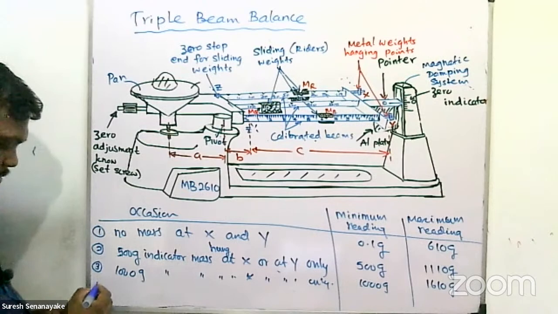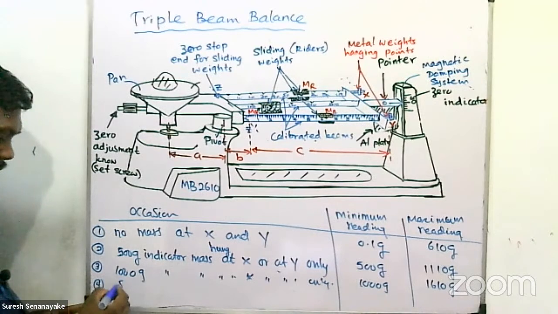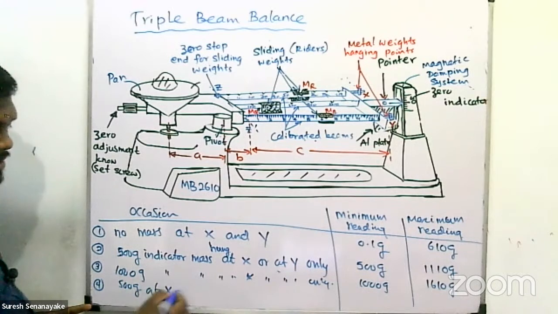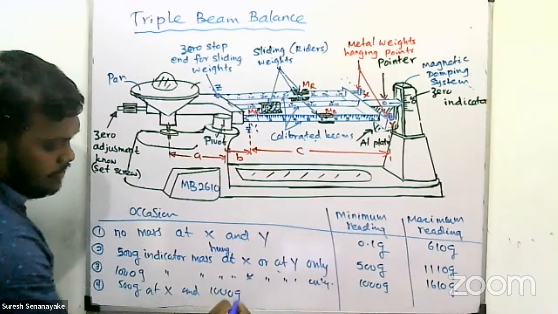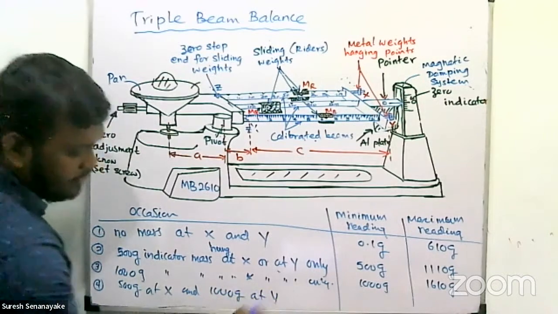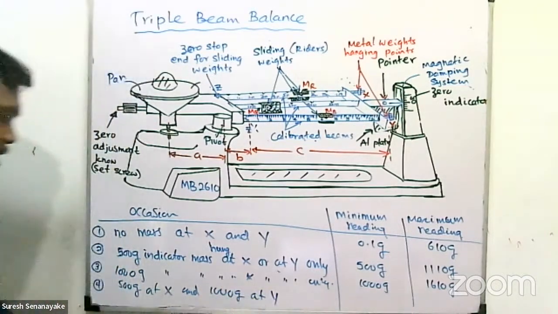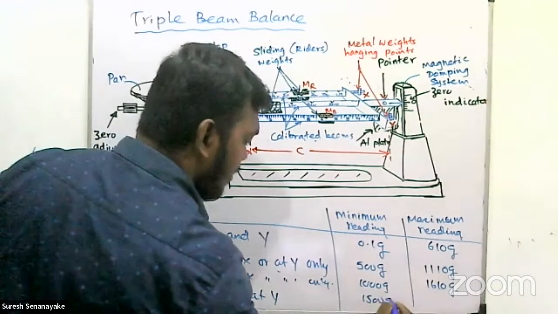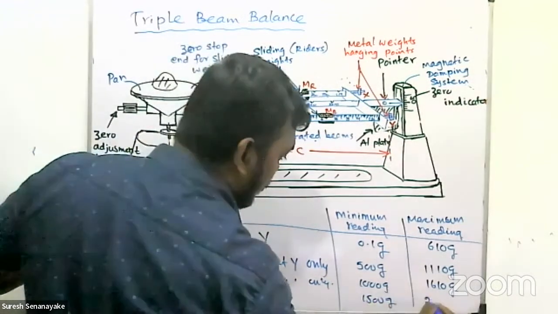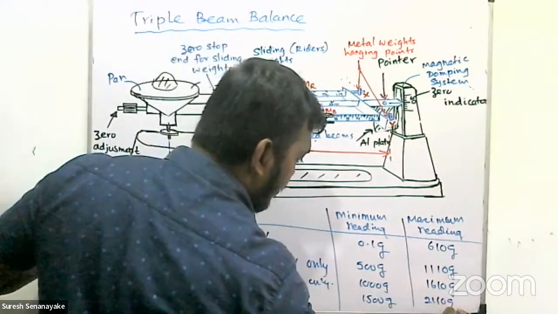Then the fourth one is 500 gram at X and 1000 gram at Y position. So then starting from 1500 and ending with 2110 gram.